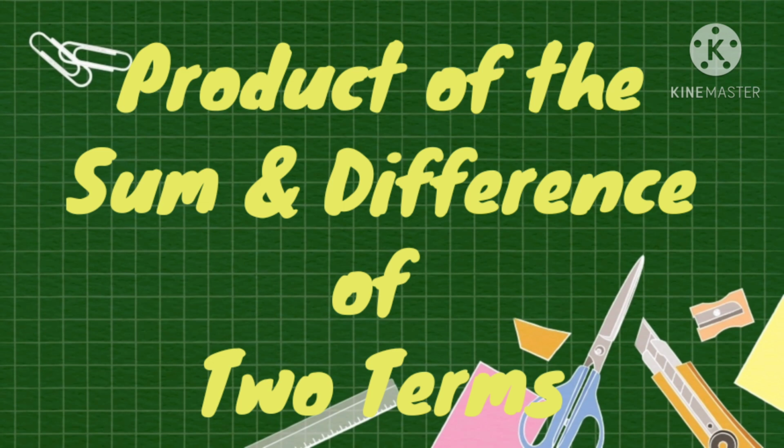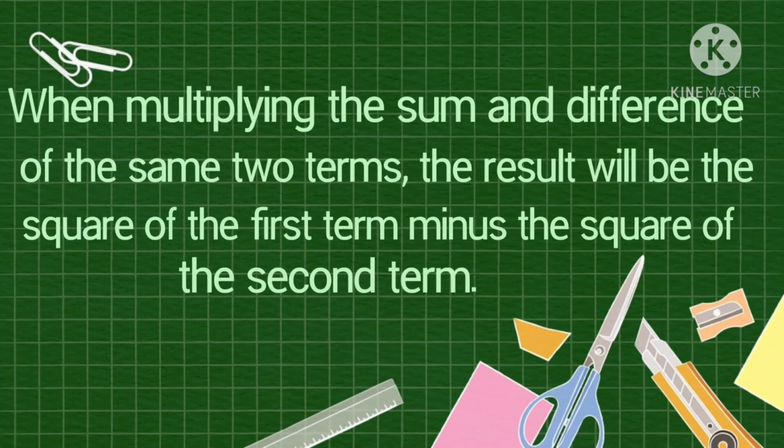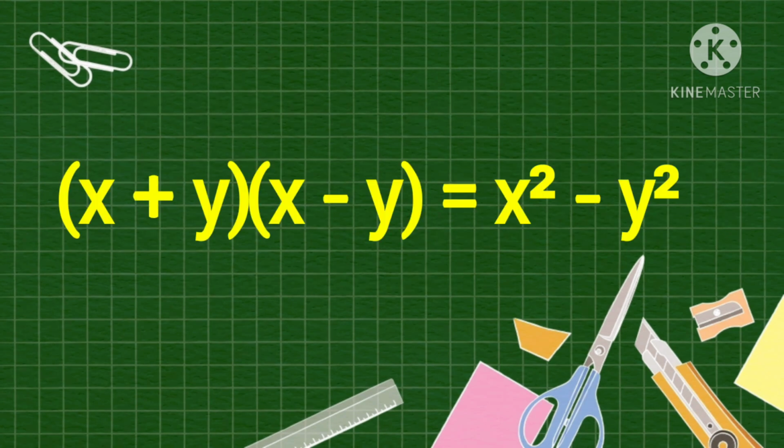Next is the product of the sum and difference of two terms. When multiplying the sum and difference of the same two terms, the result will be the square of the first term minus the square of the second term. In symbols, we have x plus y multiplied by x minus y. This is equal to x squared minus y squared.